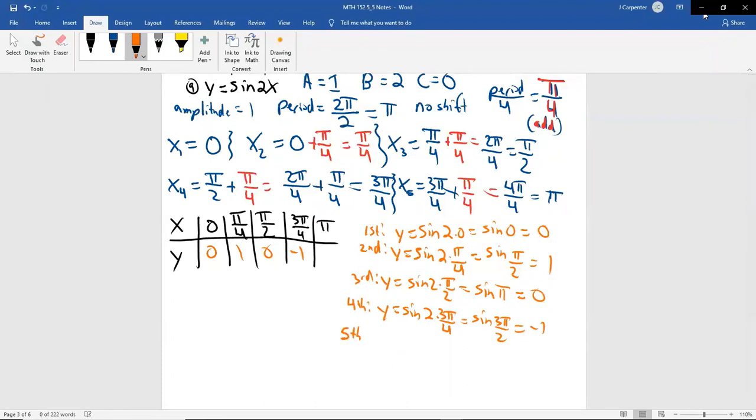Fifth and final point, now for any of these trig functions, these sines and cosines, the first and the last should be where the period is coming full circle, so to speak. So it should be the same as the 0, but let's prove it. Y equals the sine of 2 times pi, which is the sine of 2 pi. And 2 pi is 0 degrees, 0 radians, so it's 0. 0, 1, 0, -1, 0. It goes 0, amplitude, 0, negative amplitude, 0.